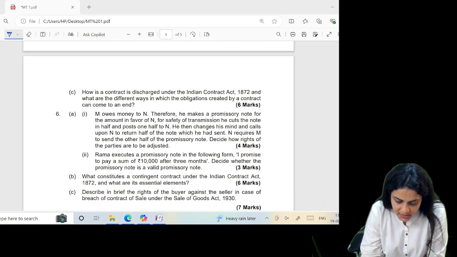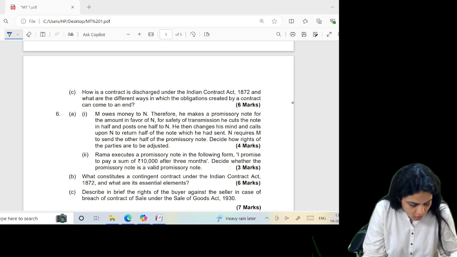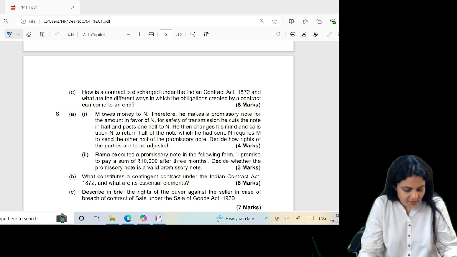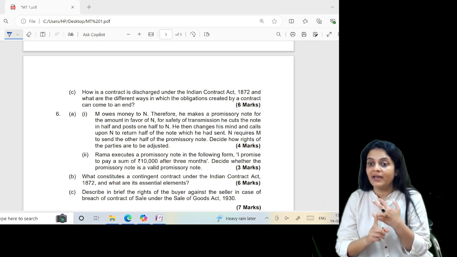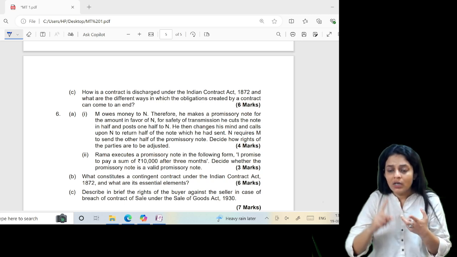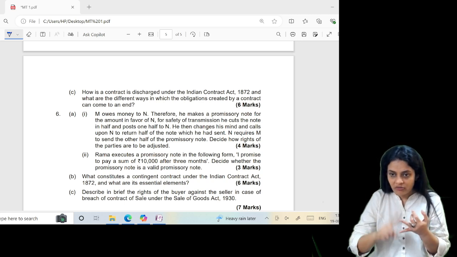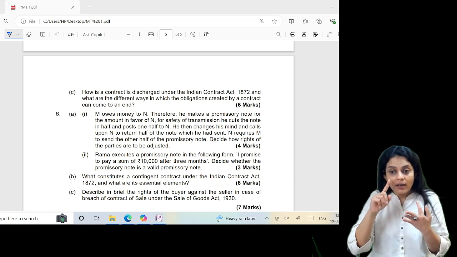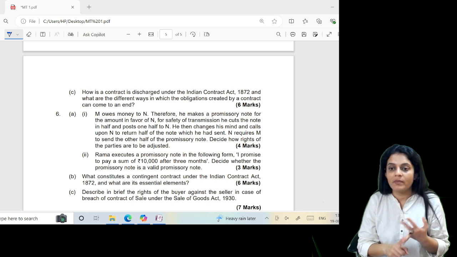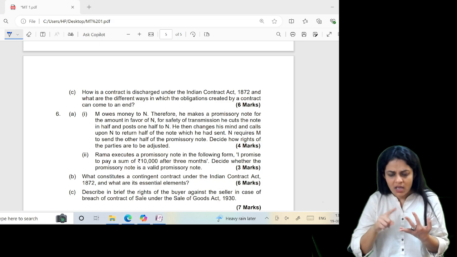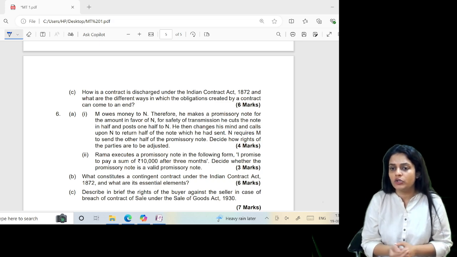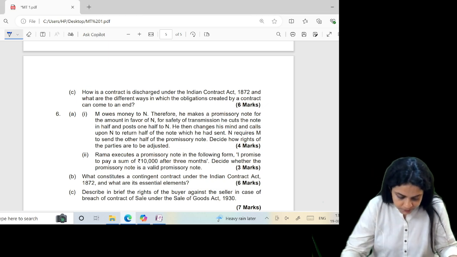How is a contract discharged under the Indian Contract Act, and what are the different ways in which obligations created by contract may come to an end? So, a contract is discharged by six different ways: discharged by performance, actual or attempted; discharged by lapse of time; discharged by operation of law; discharged by mutual consent, novation, rescission, remission, alteration. Then, discharged by impossibility of performance. It can be existing at the time of contract or supervening impossibility. And last, by breach, which can be actual or anticipatory.